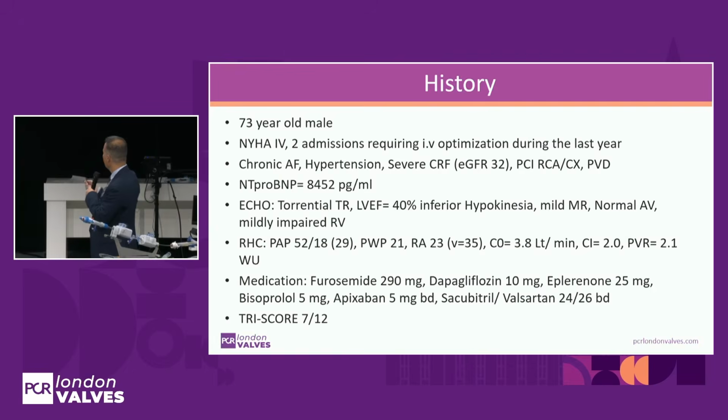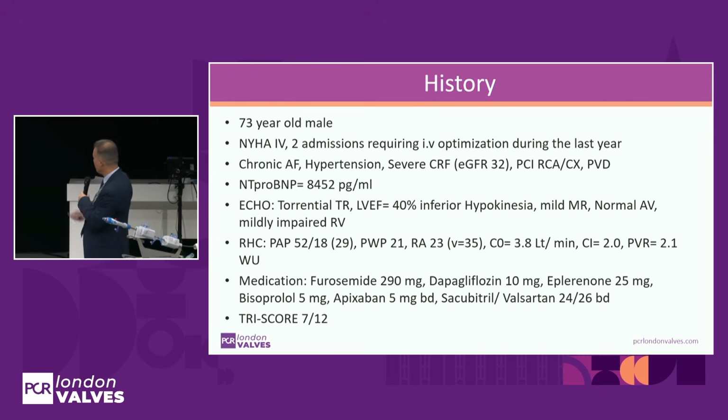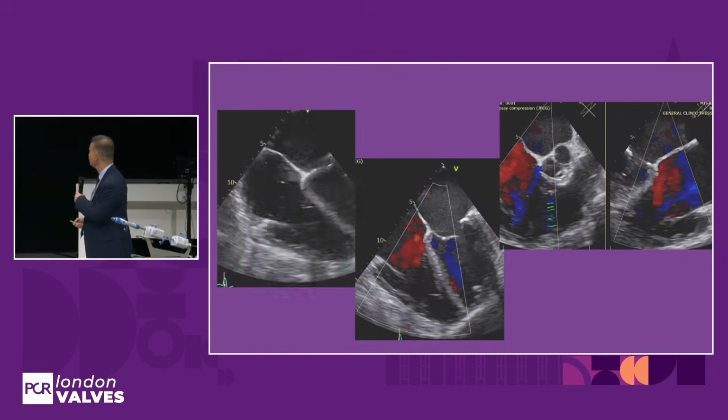So maybe we would move on to the second case and see what Vlasis Niños has brought with him for the second case. This is the second case, 73-year-old man with significant comorbidities. You can see AF, chronic renal failure, pro-BNP elevated, a lot of TR, some LV dysfunction, previous PCIs, elevated PA pressure, elevated RA pressure, and TRI score of 7 on maximum tolerated medical therapy.